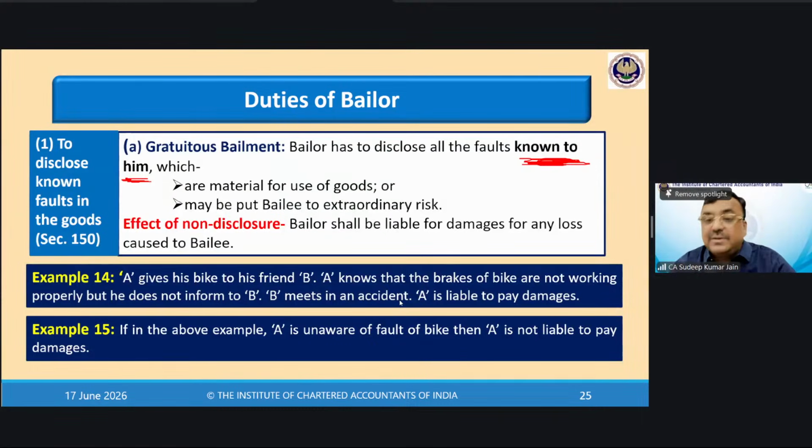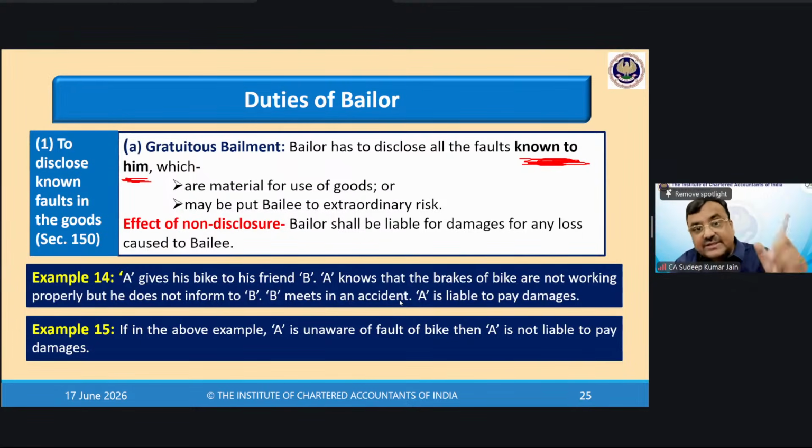bailer is responsible for a fault which was not disclosed by him but was in his knowledge. In case of gratuitous bailment, bailer is responsible for a fault in the goods bailed which is not informed by him only if it is known to him. ग्रेचुटियस बेलमेंट में बेलर केवल उन्हीं फॉल्ट्स का लायबल होगा जो उसे पता थे फिर भी उसने नहीं बताया, known to him, which are material for use of goods or may put the bailee to extraordinary risk.